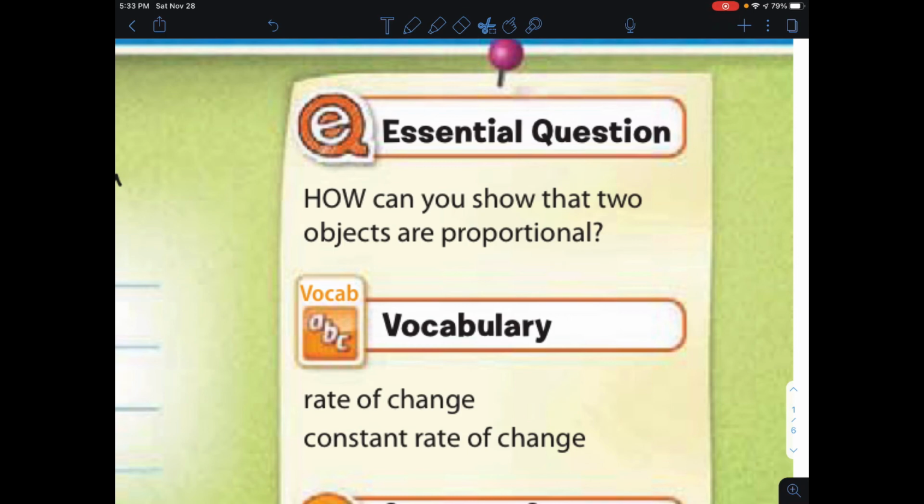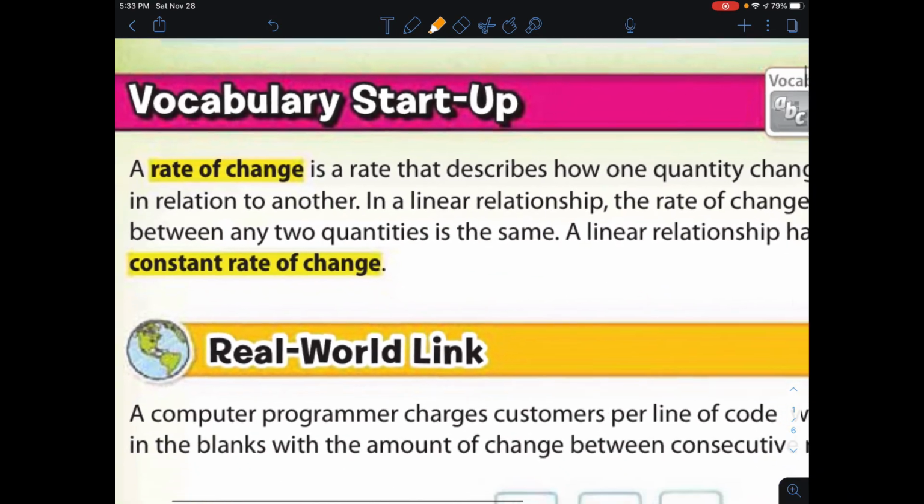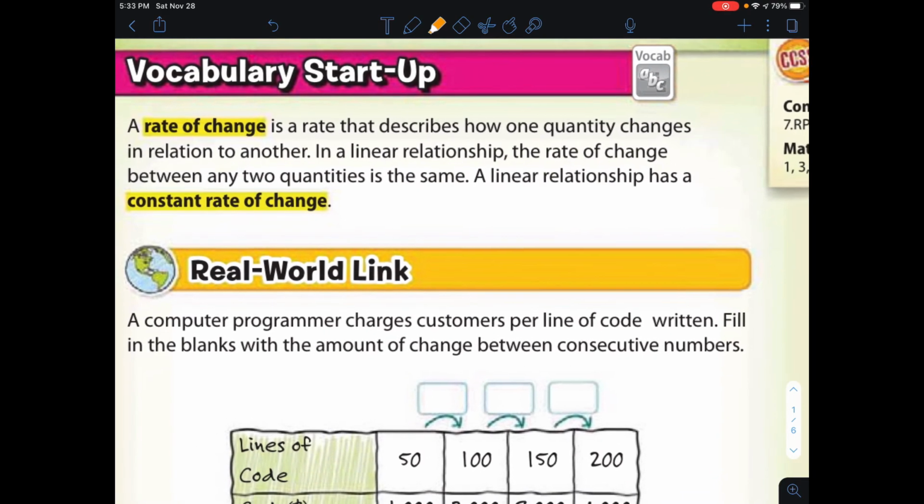Okay, so in this lesson we will learn two terms: the rate of change and the constant rate of change. Let's take a look at this vocabulary startup, and let's see what rate of change is. Rate of change is the rate that describes how one quantity changes in relation to another. In a linear relationship, the rate of change between two quantities is the same. A linear relationship has a constant rate of change.